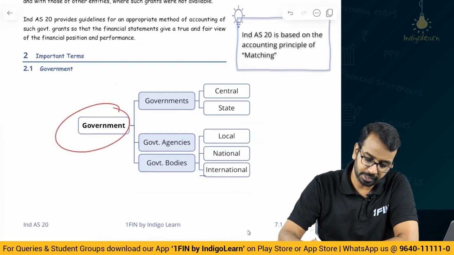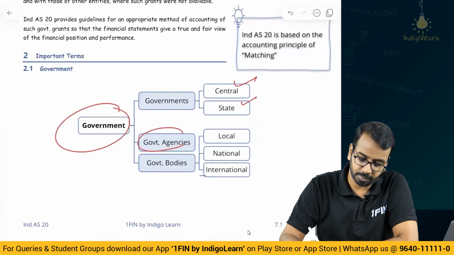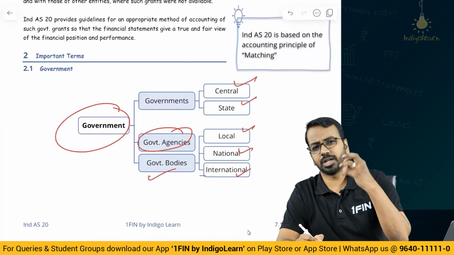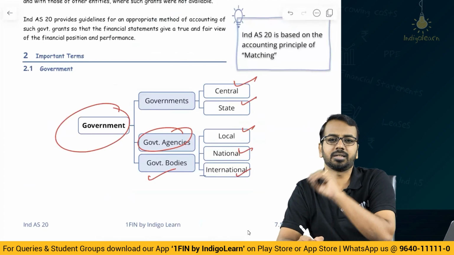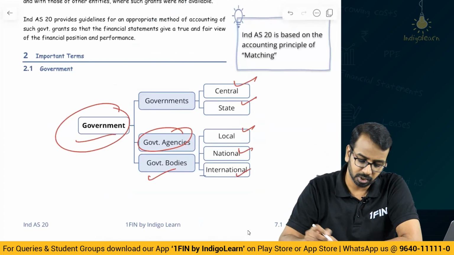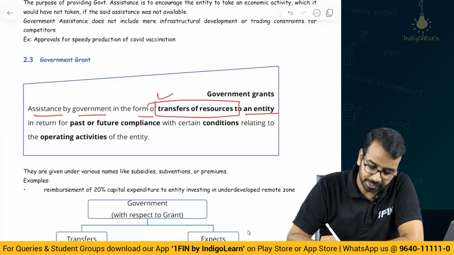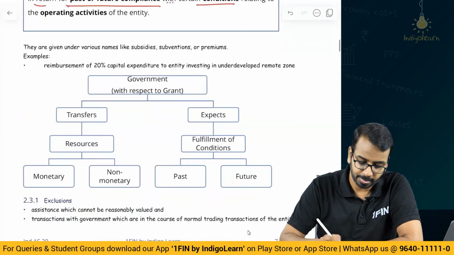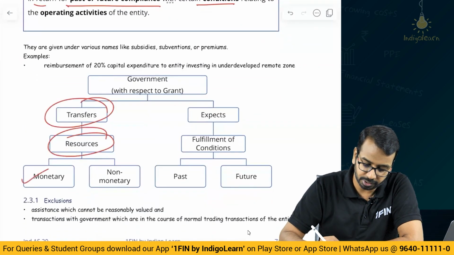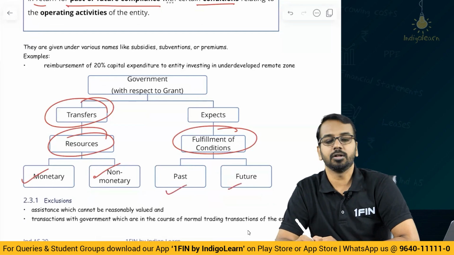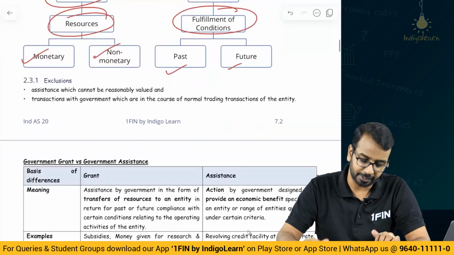Now who is a government? Government can be central government, state government, government agencies, or local, national, international government bodies. So municipal corporation, any body, local, national, international, state government, central government can be a government. Government grants are assistance by government in the form of transfer of resources, this is important, to an entity in return for past or future compliance with conditions. So there is a transfer of resources, monetary or non-monetary. There is a condition to be fulfilled either in the past or in the future. That is what is a government grant.